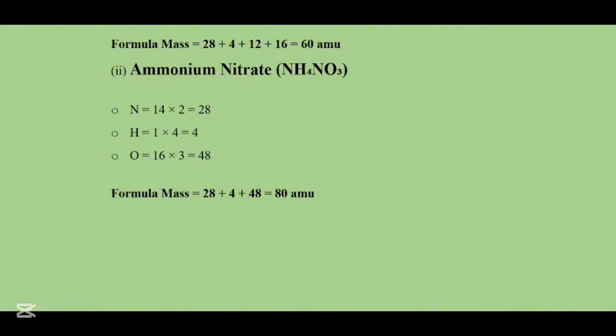Now if you see closely, why did we multiply nitrogen by 2 even though it had only one atom? Because nitrogen appeared 2 times in this molecular formula, which means that its atomic mass will be multiplied 2 times. So the final answer is 80 atomic mass units. So the formula mass of ammonium nitrate is 80 atomic mass units.